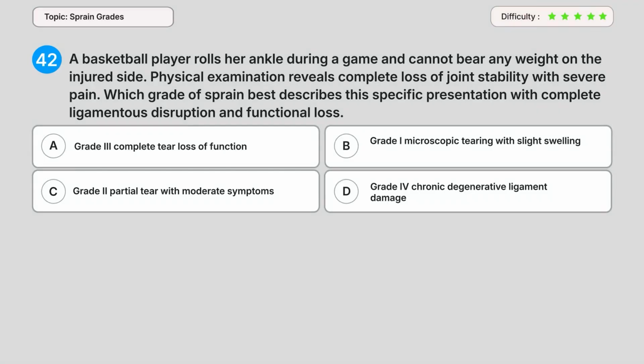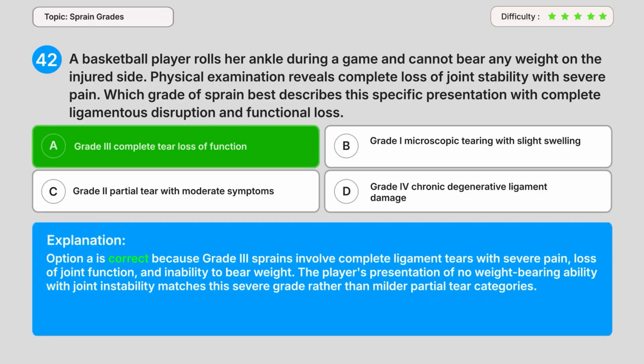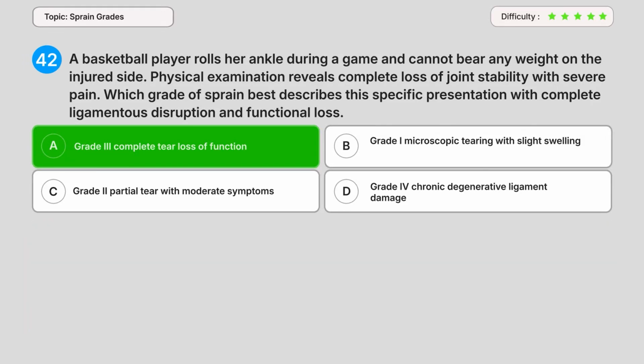Correct answer, A. Grade 3, complete tear loss of function. Grade 3 sprains involve complete ligament tears with severe pain, loss of joint function, and inability to bear weight. The player's presentation of no weight-bearing ability with joint instability matches this severe grade rather than milder partial tear categories.